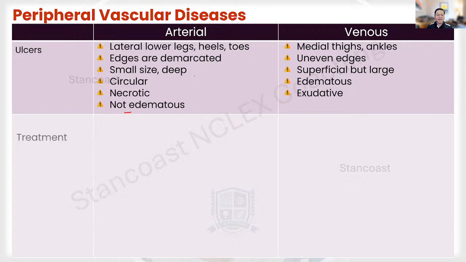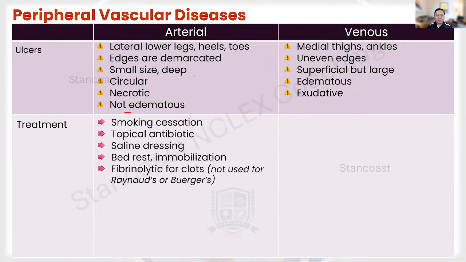Now, we're going to have to talk slightly about the treatment here, because we're going to do more of that in the test questions. The treatment here will include both non-invasive and surgical procedures. For the arterial PVDs, smoking cessation is very important. We know that cigarette smoke or nicotine can cause vasoconstriction. So we really want to encourage our patient to stop smoking, as this can worsen the arterial disease.